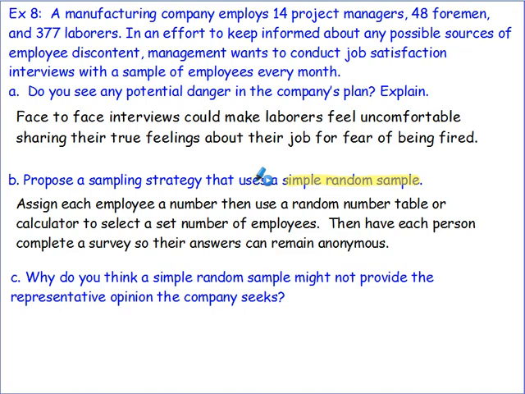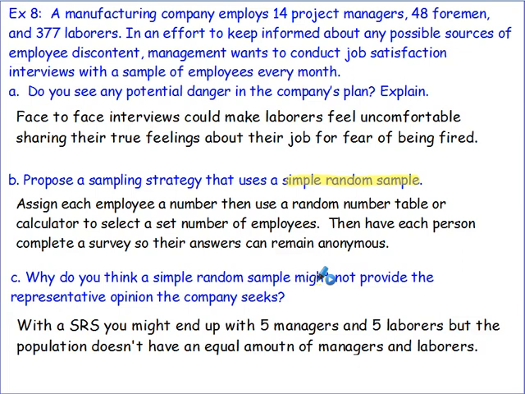You should always have more laborers in your sample than project managers, because there's more of them in the population. Your sample needs to be the same percentages as the population. And so, with a simple random sample, you might end up with 5 managers and 5 laborers, but the population doesn't have an equal amount of managers and laborers. It obviously has many more laborers in the group.